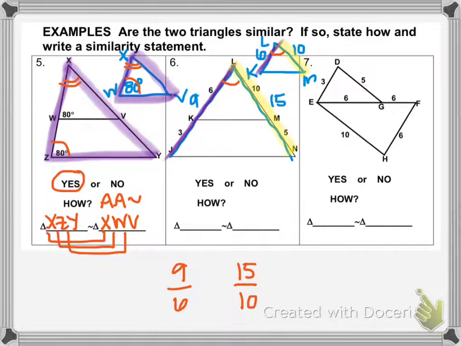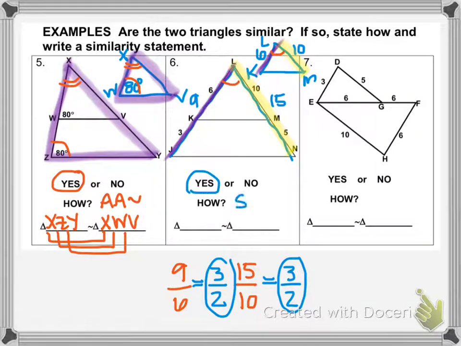Let me make sure now that the sides are proportional. So let's simplify both of those ratios. 9 over 6 simplifies to 3 halves. 15 over 10 also simplifies to 3 halves. So because these ratios are equivalent, that means the sides are proportional, and I've got that pair of congruent angles. So I could say that these two triangles are similar, yes, by SAS similarity. So let's set up a similarity statement.